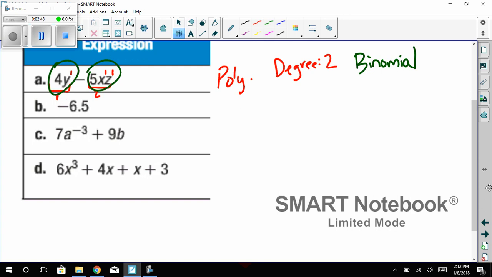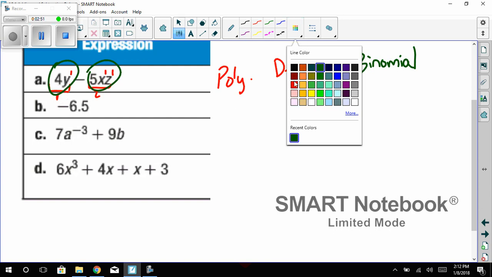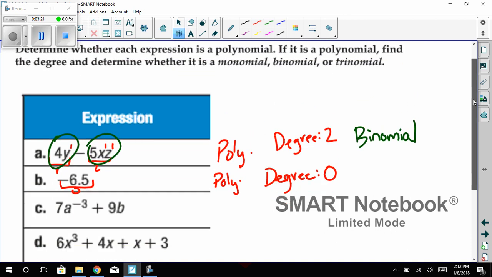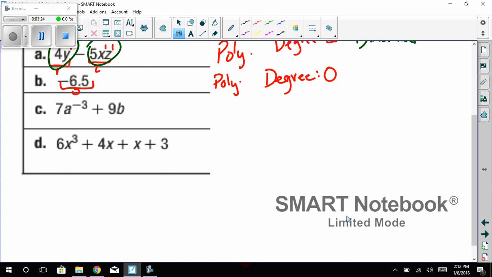Okay, part B. Negative 6.5. That is just simply negative 6.5. A monomial can be just a number, so that is a polynomial. Since there are no variables, the degree would be 0. And then the last thing is monomial, binomial, or trinomial. It's a 1-term thing, just negative 6.5, so this is a monomial.